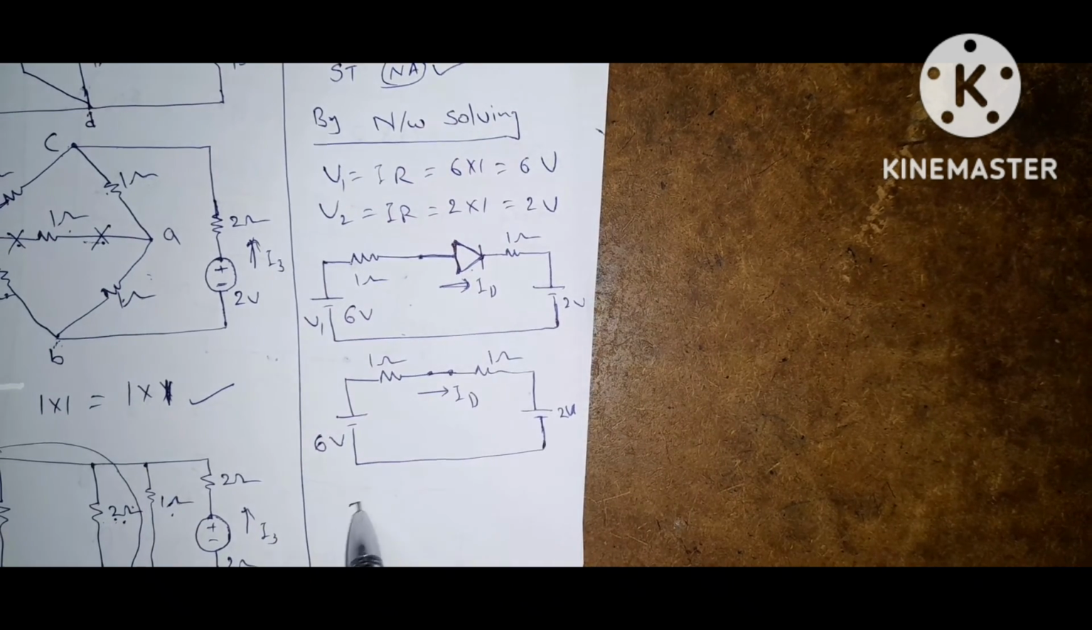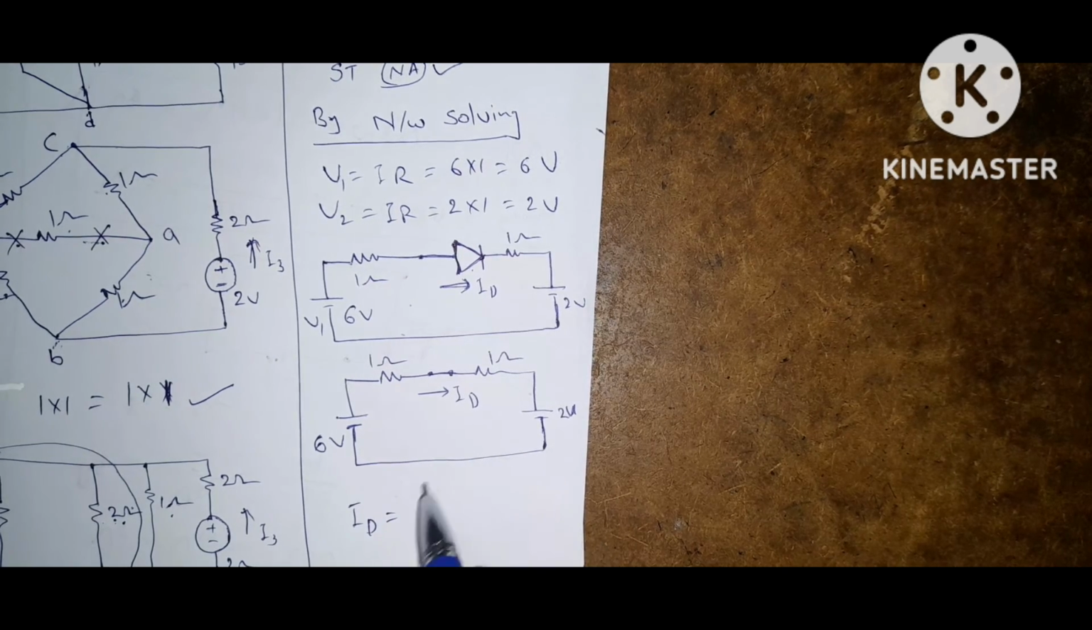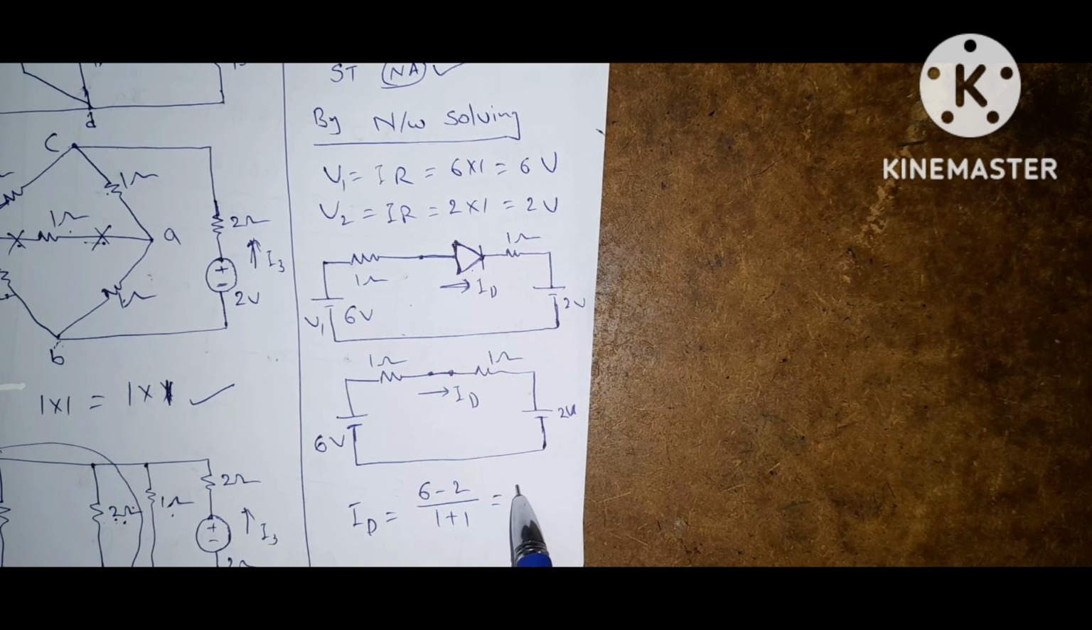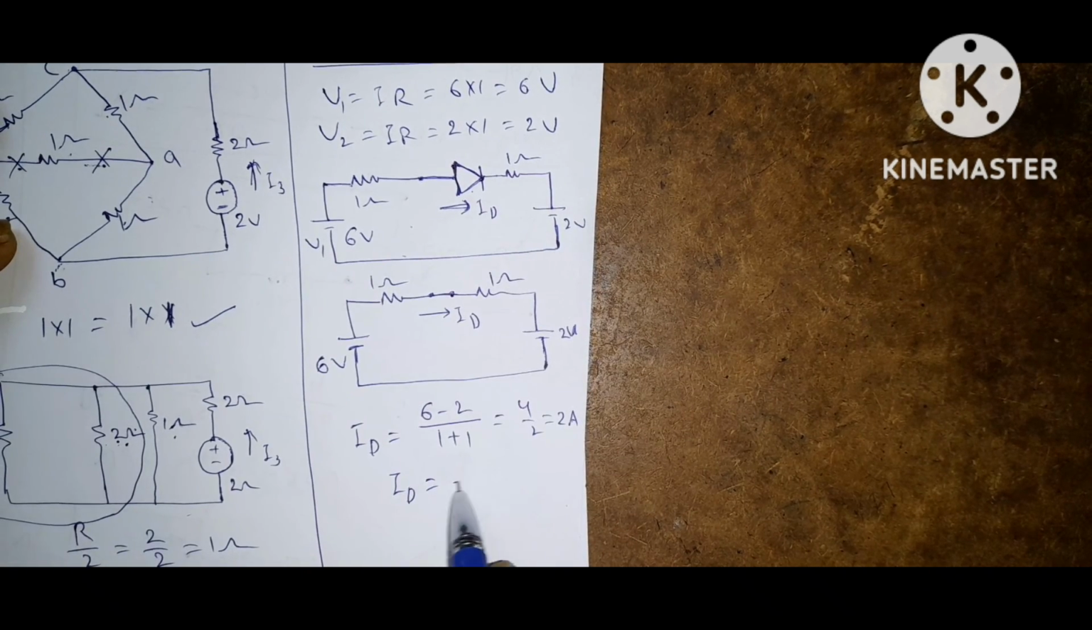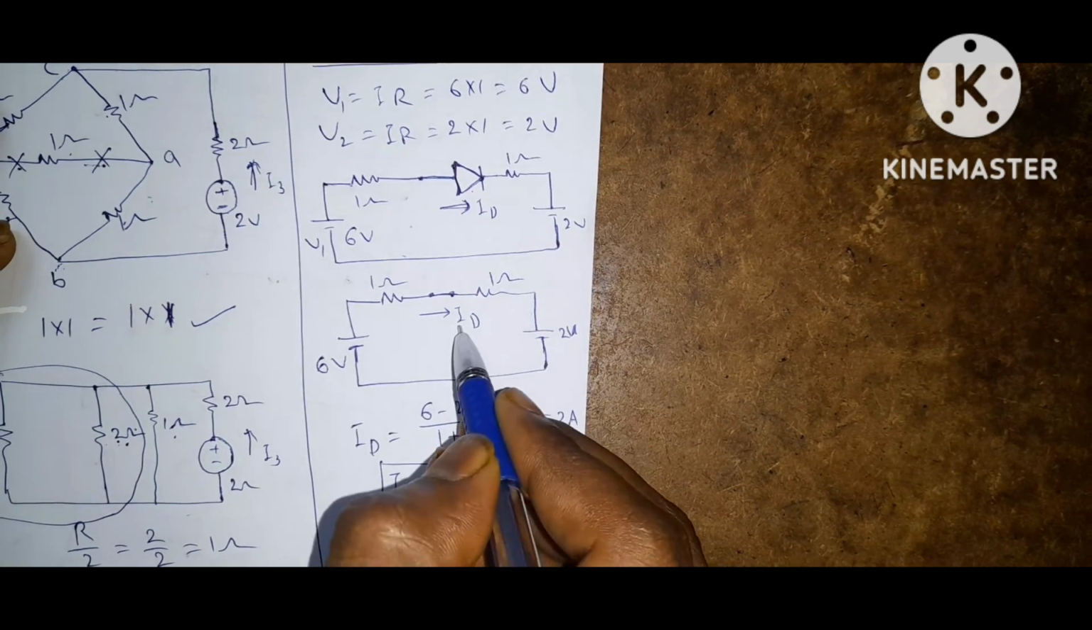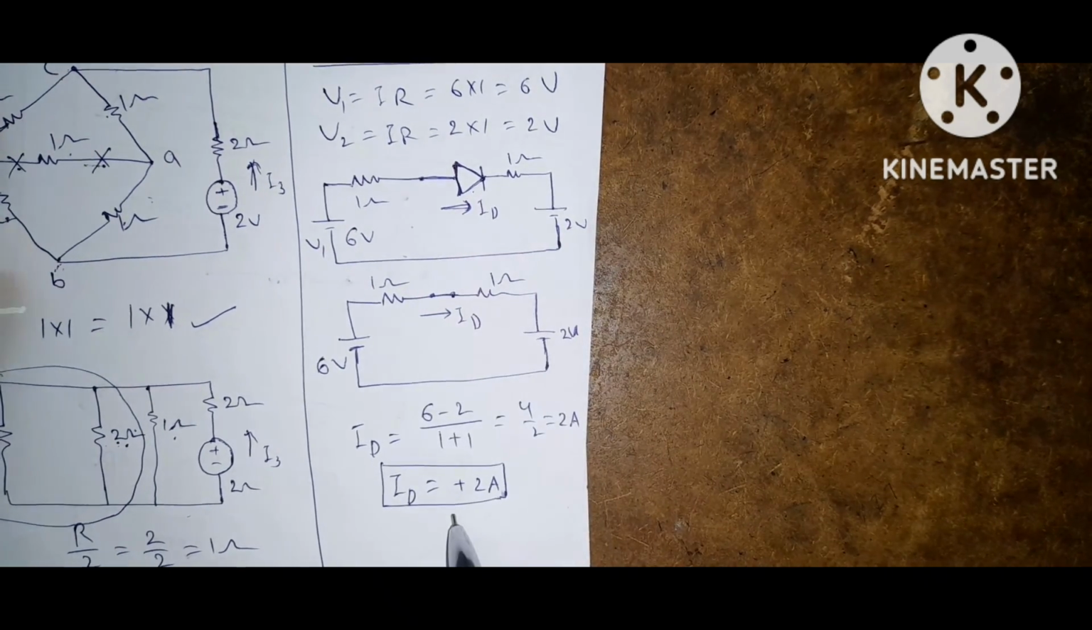Now find the ID by Ohm's law. So by Ohm's law, what are we getting? 6 minus 2 by 1 plus 1. So you will get 4 by 2. This is 2 amps. So ID is positive. Here ID we got positive, so our assumption is correct. That is, the diode is forward biased. So the diode current is 2 amps.